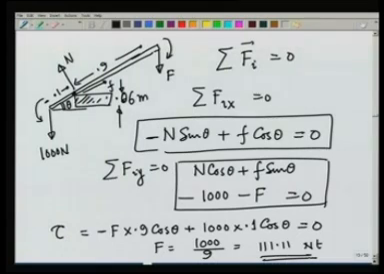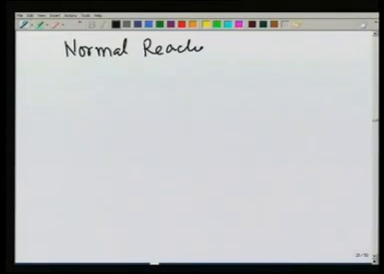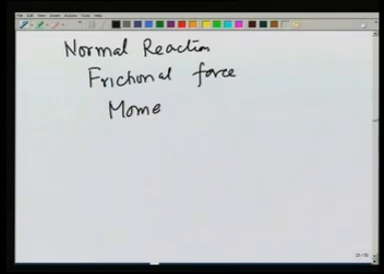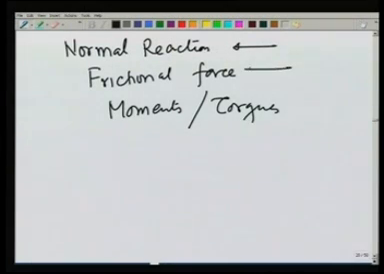If you wish to find what N and F are, those can be found from these equations. You will require sin theta and cosine theta for that, and that you can obtain from this triangle. So, in these two examples, you saw that I have used terms like normal reaction, frictional force, moments, torques, etc. So, now we will specialize and look at each of these things more carefully.